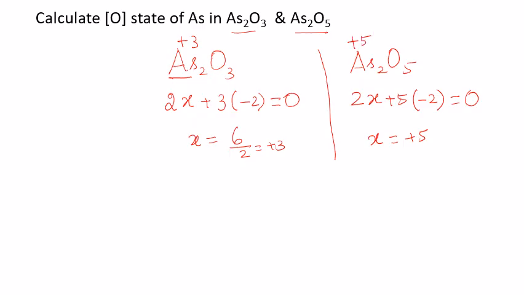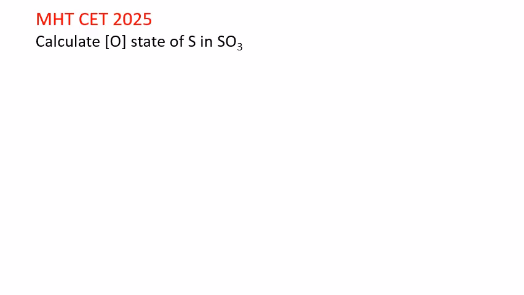Right. See the few questions which are asked in exams. This is on Maharashtra CET exams in 2025. This question has been asked, and we have been asked to calculate the oxidation state of sulfur in SO3. So sulfur oxidation number, you can keep it as X. And how many oxygens we have? 3 oxygens we have, and for each oxygen, oxidation state is -2. Since the substance is neutral, you have to equate it to 0, and you will be getting X value as +6. So the answer is +6.